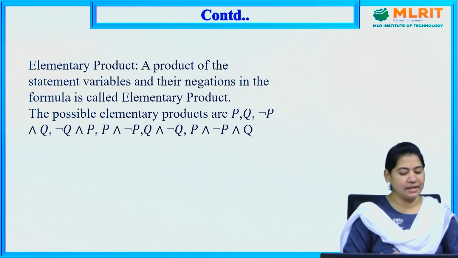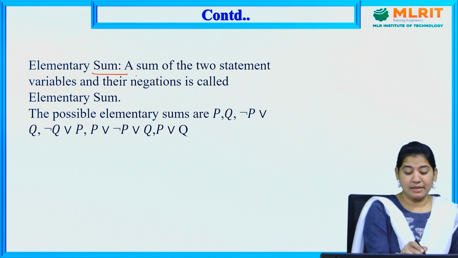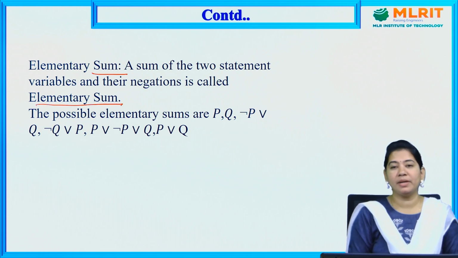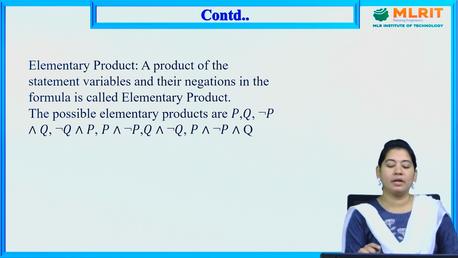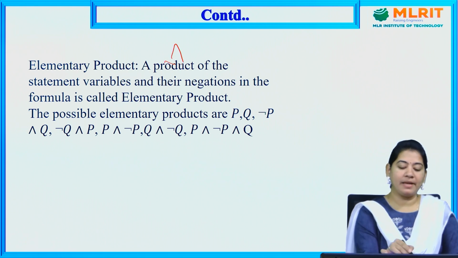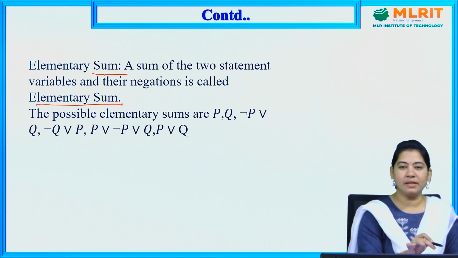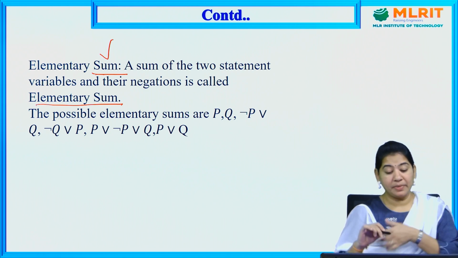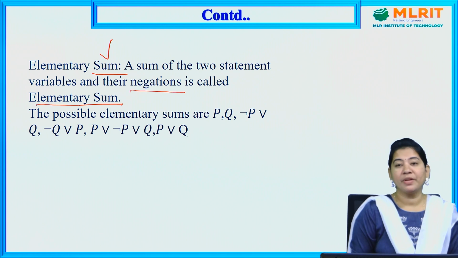So next let us understand what is meant by elementary sum. Here a sum of the two statement variables and their negations is called an elementary sum. In the previous slide we discussed elementary product. Product means "and", so in between the two variables we apply "and" and see some possible combinations. And here, elementary sum: sum means "or". So a sum of the two variables and their negations is called an elementary sum.